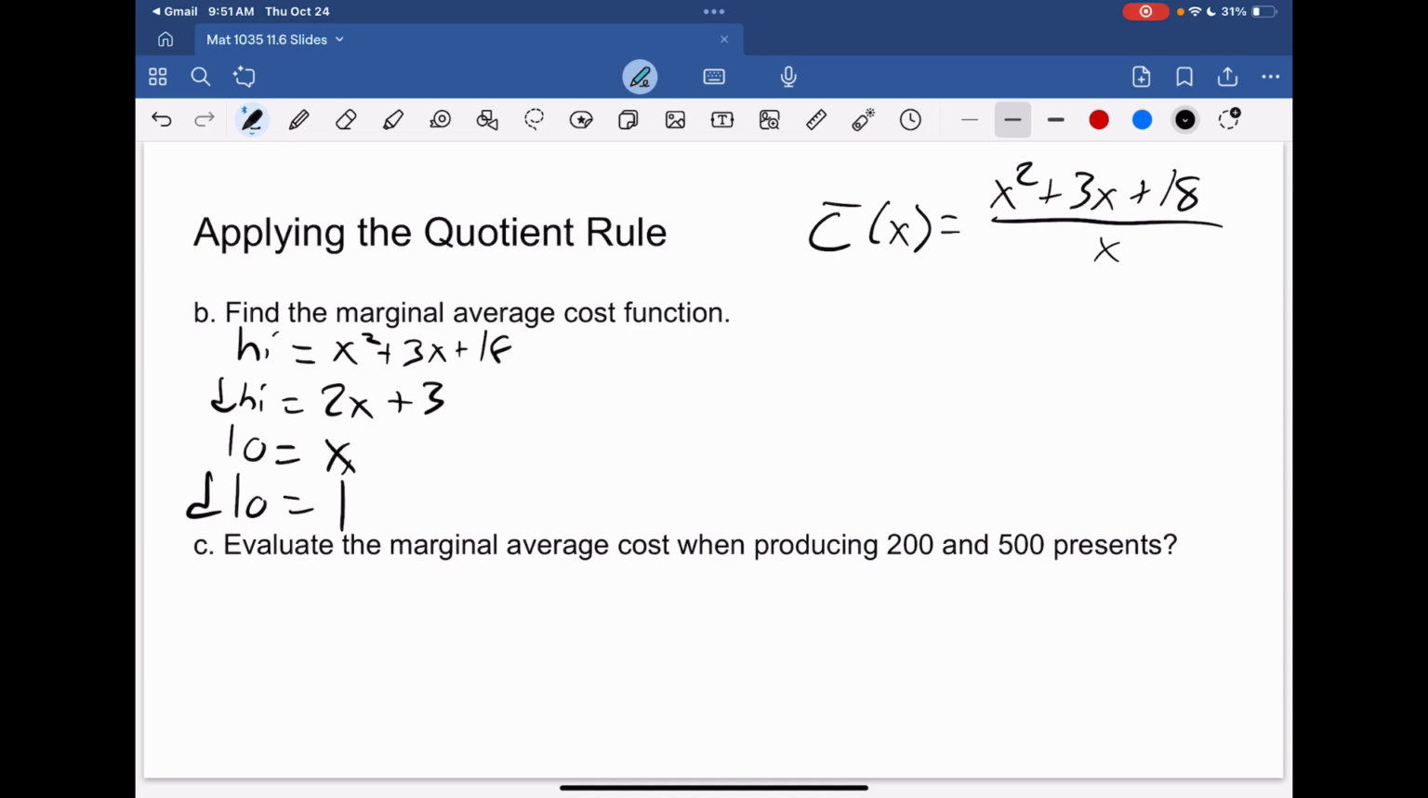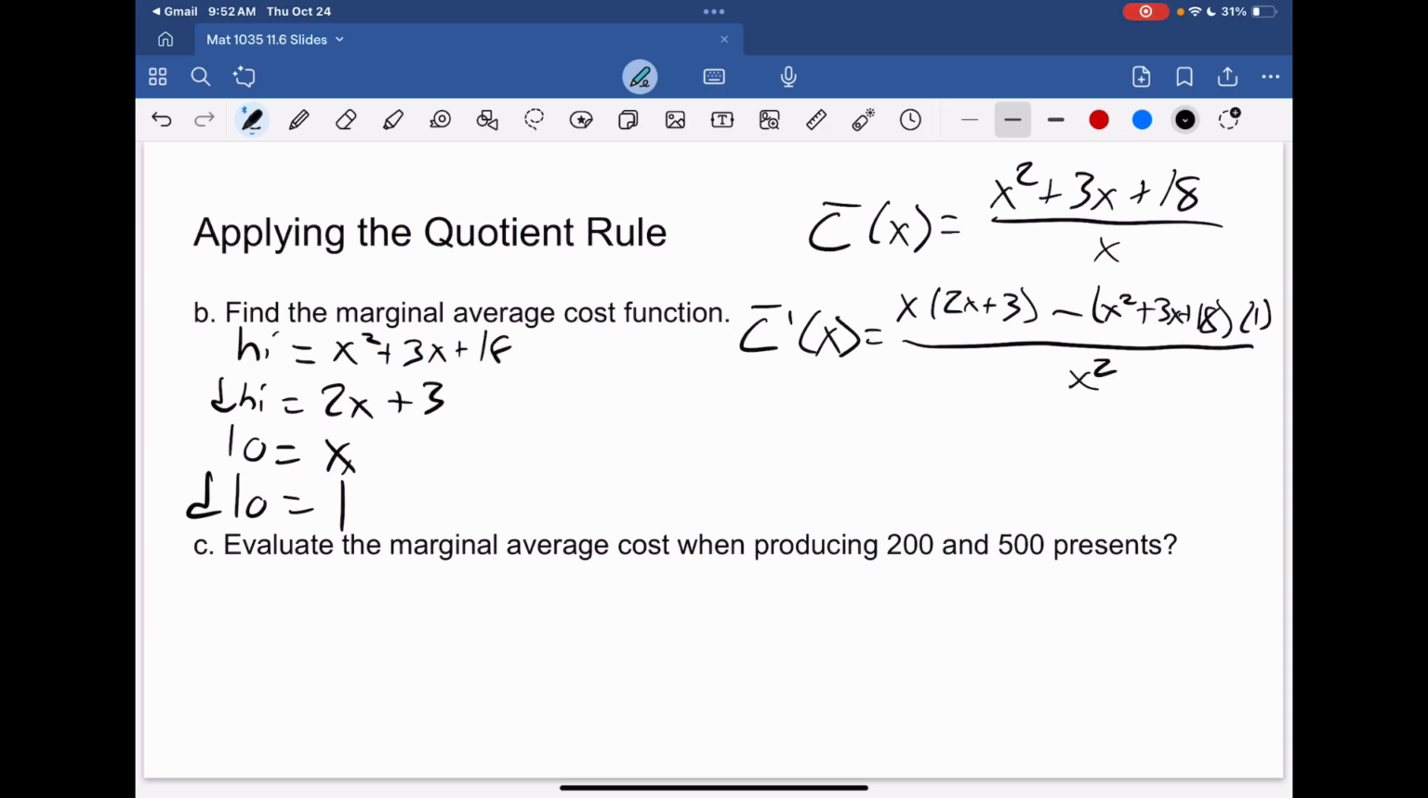And so now I can find the derivative of that function. Low is x, d high is 2x plus 3, minus high, which is x squared plus 3x plus 18, times d low. Well, d low is just 1. All divided by low squared, or x squared. Calculus is done. Now I'm just doing algebra.